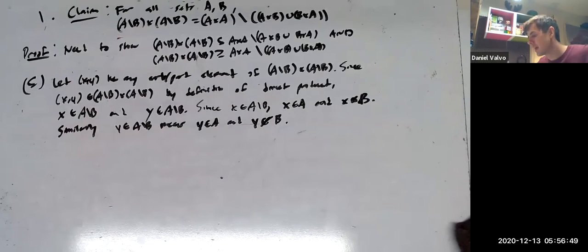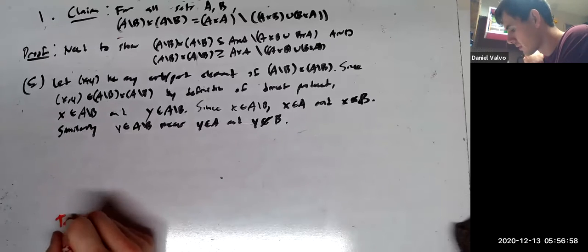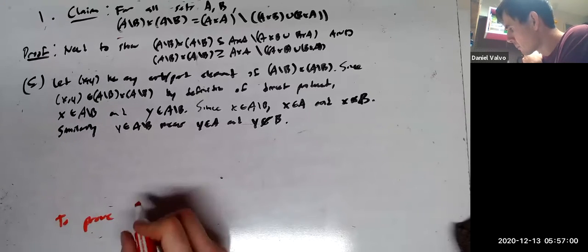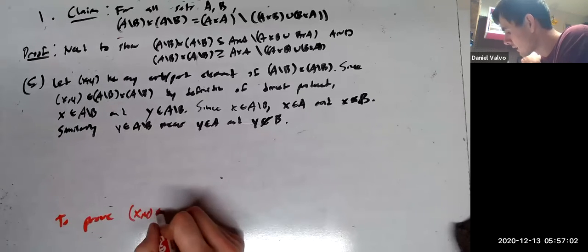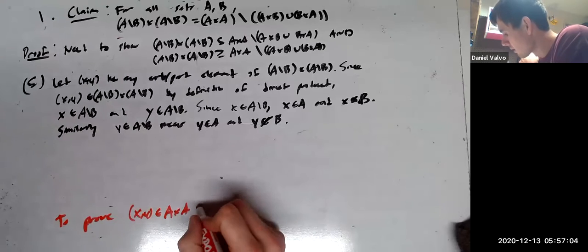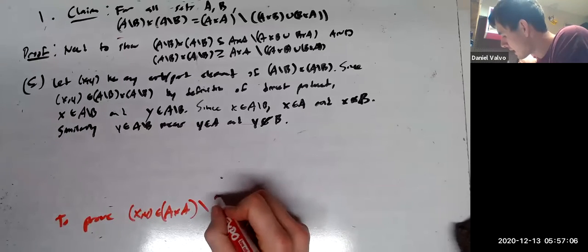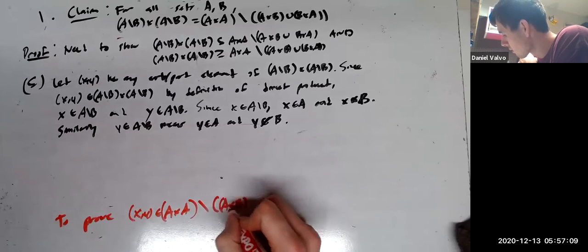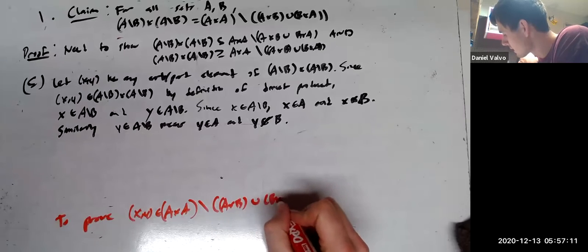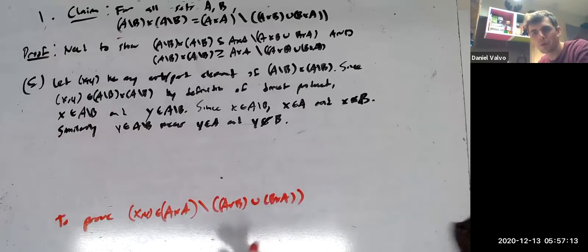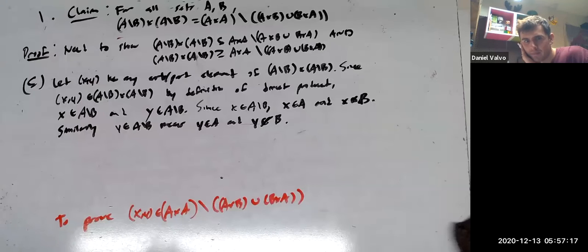So here's where we want to look ahead and look at what we need. So note, to prove that XY is in A cross A not A cross B union B cross A, to prove this, what would it be really nice to know? Like, what would the step before this have to say?